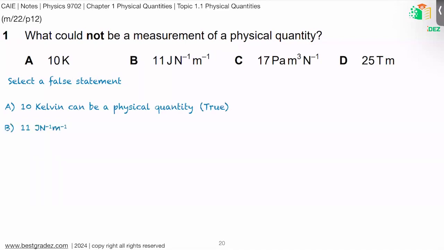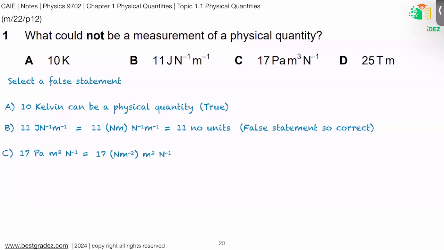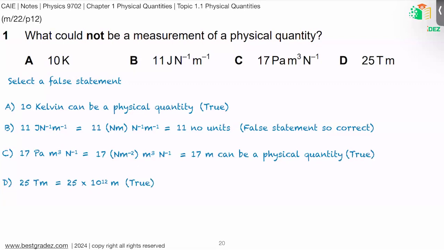B, if you simplify, instead of joule, if you write Newton meter, then it cancels out. It has no units. If you look at C, if you simplify, you do end up with meters in the end. That is a physical quantity. And this is also a physical quantity. The only option which is not a physical quantity is B, because it has no units.